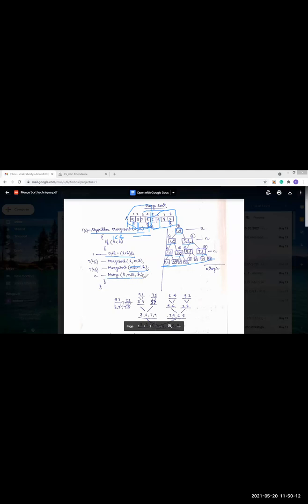Up till now, what have we done? We have divided this problem, then again divided this problem, then again divided this problem until only a single element is reached. After the single element is reached, we will perform the function merge. What will we merge? We merge our low, comma, mid, comma, high. That means the merging will take place.